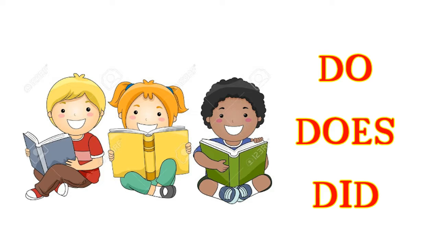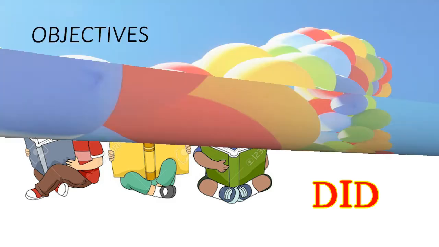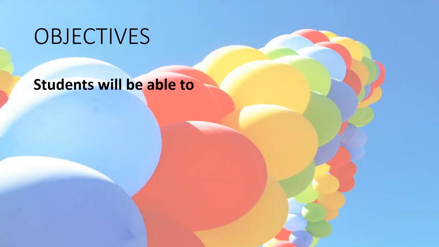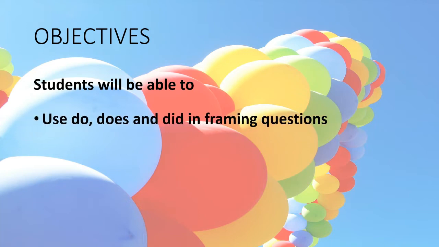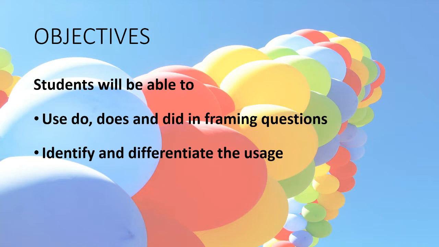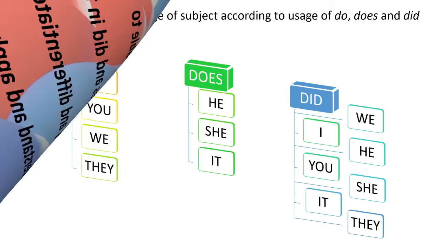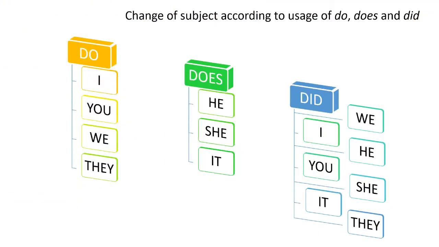So today I will teach you the basic usage of these verbs. Before that, you need to know the skills you will be gaining after the class. You will be able to use do, does, did in framing questions and sentences. You will be able to differentiate the usage according to the subject. Do, does, did are also called auxiliary verbs or helping verbs, and these change depending upon the subject, which we'll be learning in detail.